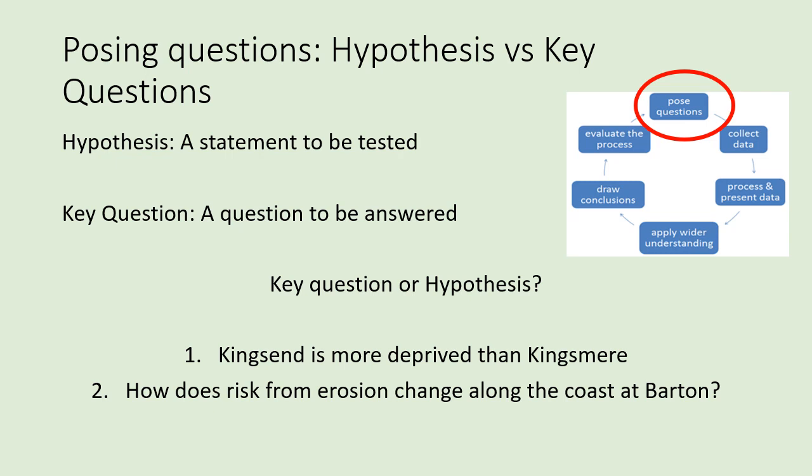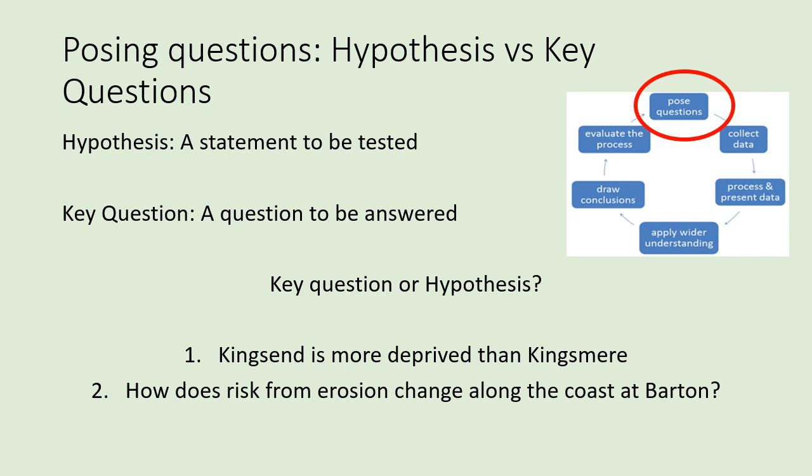So number one, King's End is more deprived than Kingsmere. Is that a hypothesis or is that a key question? And number two, how does risk from erosion change along the coast of Barton? Again, is that a hypothesis or is that a key question? Okay, pause the video, and when you think you know the answer, press play.